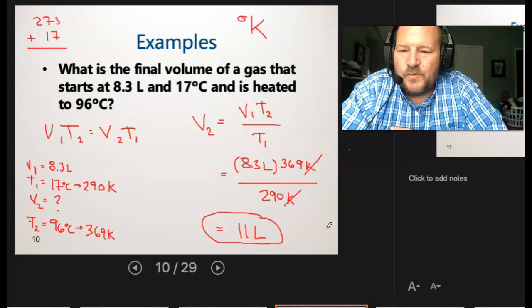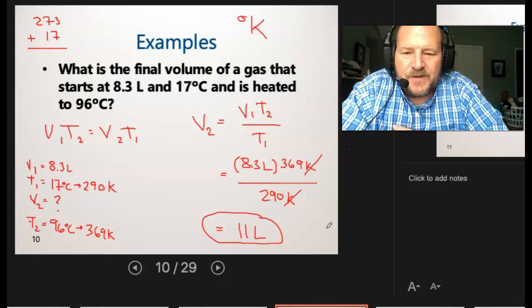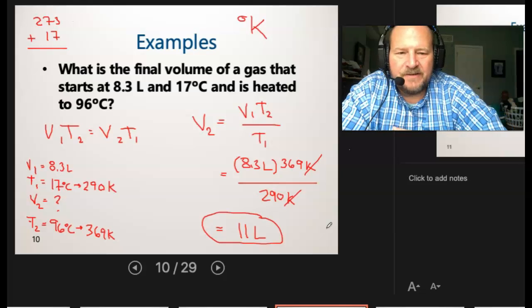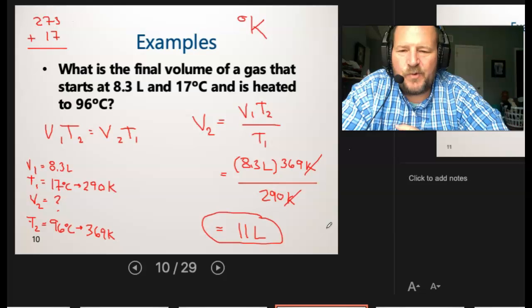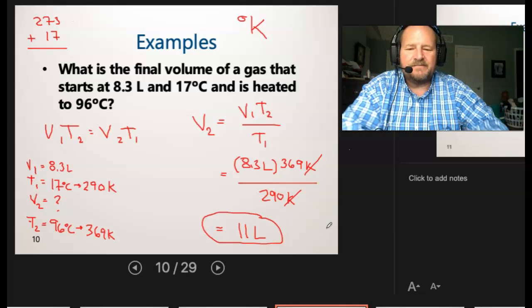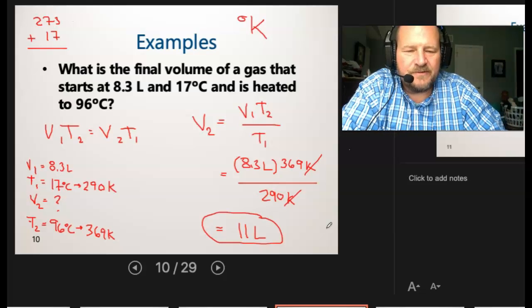All right, now, is it right? Okay, let's see. What is the final volume of a gas? We heated it up. So if we heated it up, it should have expanded, which means it should have gotten larger. Did it get larger? And it did. It went from 8.3 to 11. So we're on to something there. We're cooking good with gas.